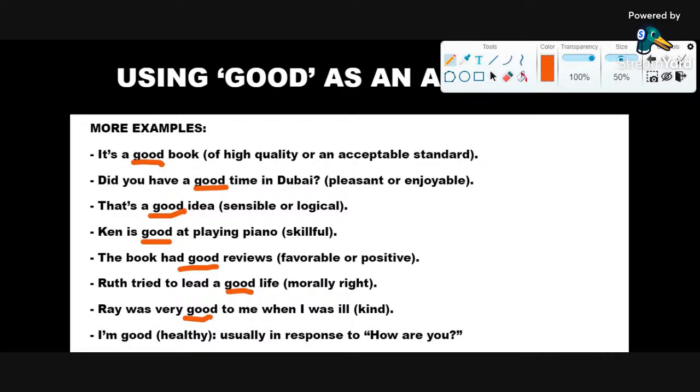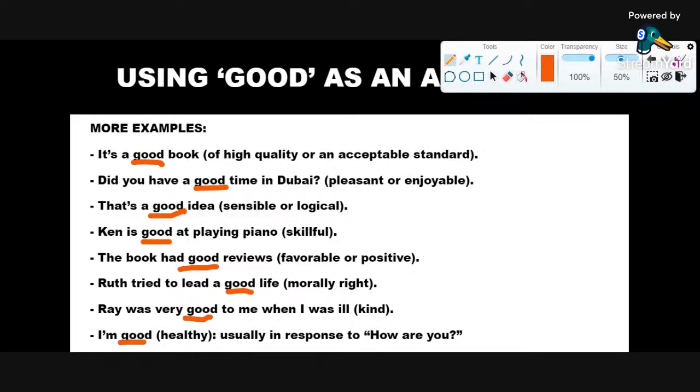So you find different meanings of good. But one thing is that the word good has a positive meaning, but different shades of meaning depending on what you are describing. Then, I am good. Here the meaning is healthy. And usually it is spoken in response to the question, how are you? And someone says, I am good. It means I am healthy. So the meaning of good here is simply healthy, okay?